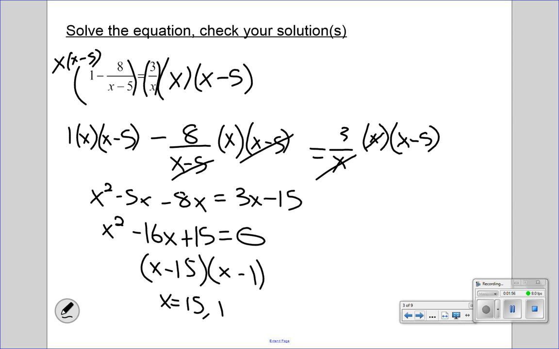Note the directions tell us to check our solutions. So we have to check to make sure we don't have any extraneous solutions. We would have extraneous solutions if our x values gave us zeros in our denominator. So if we plug in 15 and 1 for x, neither of those will give us a 0 in our denominator. So we're okay, so these are both solutions.